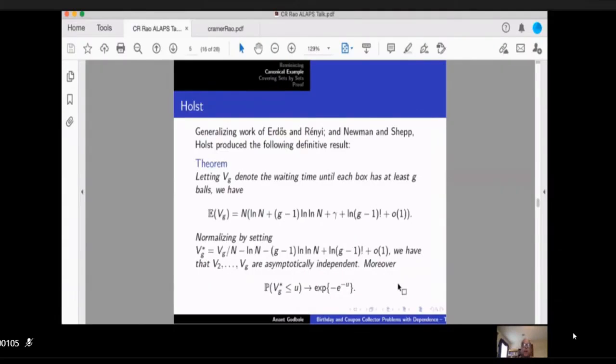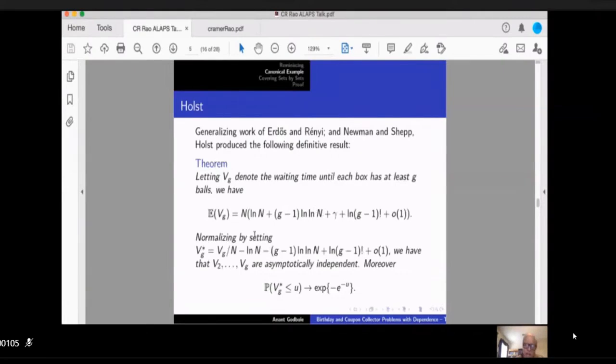So this is a theorem that was proved by Lars Holst, and it generalizes previous work, but it's very definitive in its content. It says that if you look at the waiting time until each box has at least g number of balls in it, then the expected value is N times log of N, plus Euler's constant, plus little o of 1. But this term over here, g minus 1 times log log N, is the most intriguing of the lot. It tells you that successive coverings of all the boxes are linear, but not in log N, but in log log N. So this is the part that tells you that subsequent covers take lesser time and in the same kind of way.